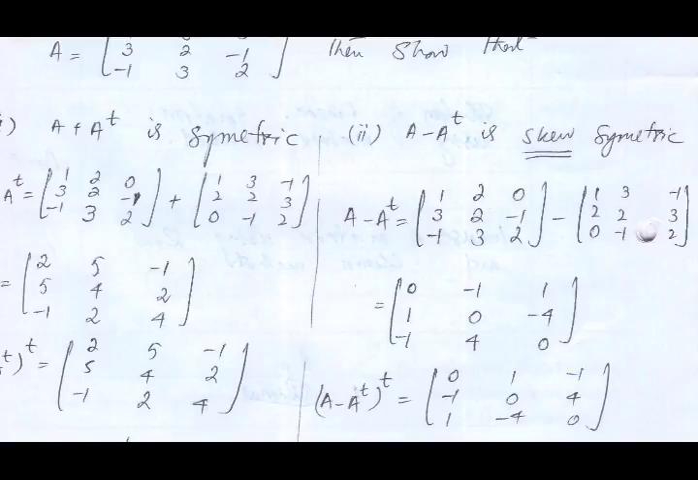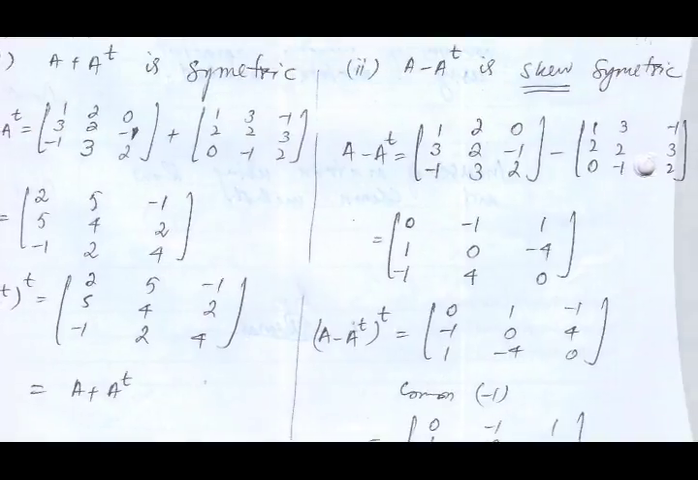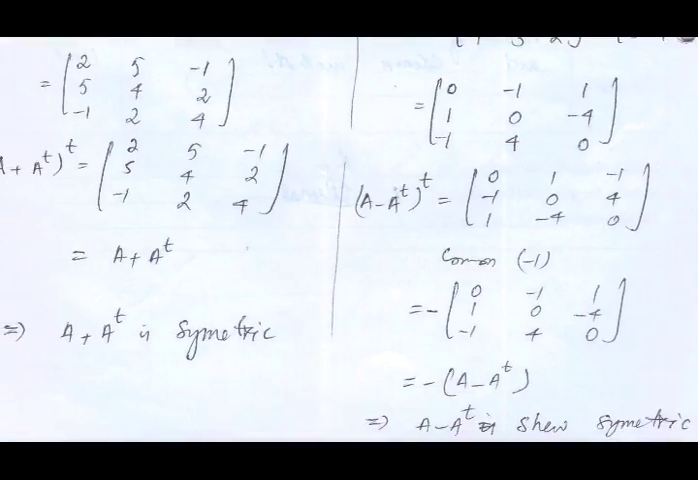And in the second part we show that A minus A transpose is skew symmetric. We find A minus A transpose, then we again take its transpose, and because we are showing skew symmetric, at the end we take -1 common. Again it is equal to A minus A transpose, therefore A minus A transpose is skew symmetric.